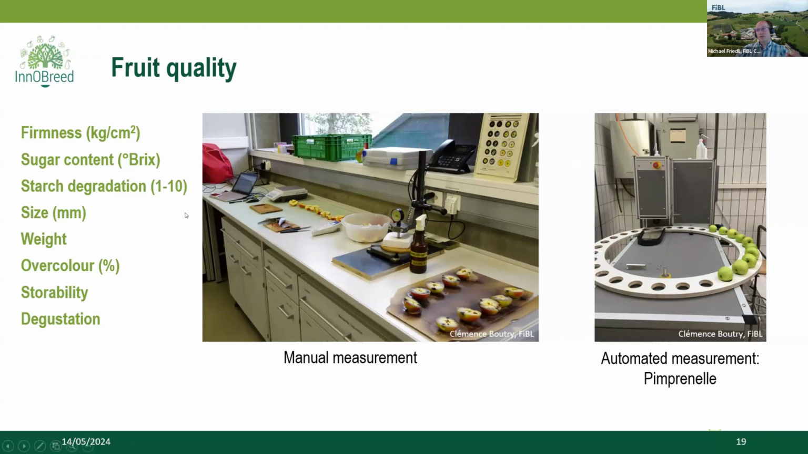And for this we also make quite a lot of effort. You can do this either manually, with, for example, a penetrometer to measure the firmness, and some simple tools to measure the sugar content. And there are also some automated measurement systems, like, for example, the Pamprenelle. It's a system where you just have to place the fruits, and then different parameters are measured automatically.